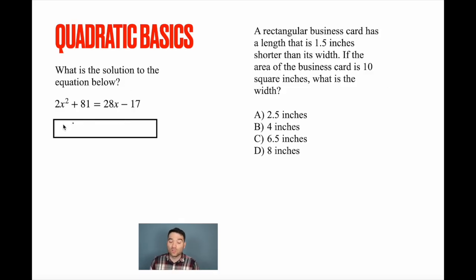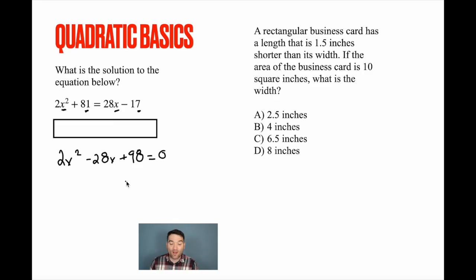Well, I hope that looking at this, you recognize that we're dealing with a quadratic. How do I know that? The x squared term. So I have an x squared term and an x term and some constants there. And so that screams to me, this is a quadratic. Well, let me combine like terms and get everything on one side. 2x squared, subtract 28x from both sides, minus 28x. Add 17 to both sides, plus 98 equals 0.